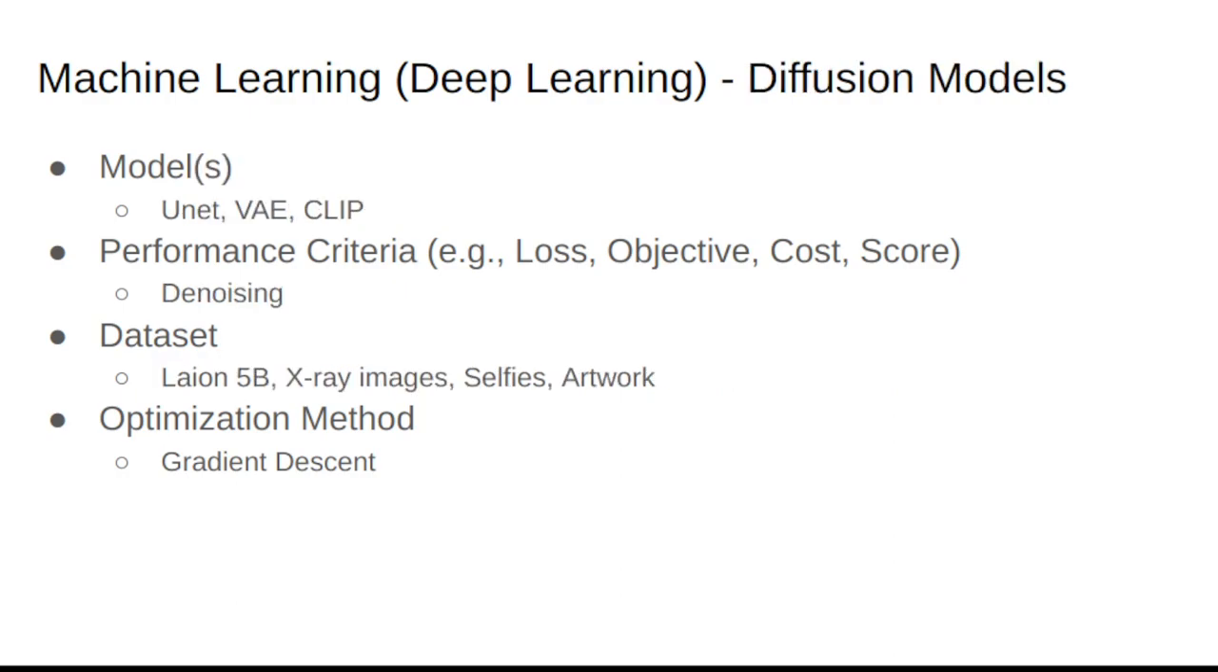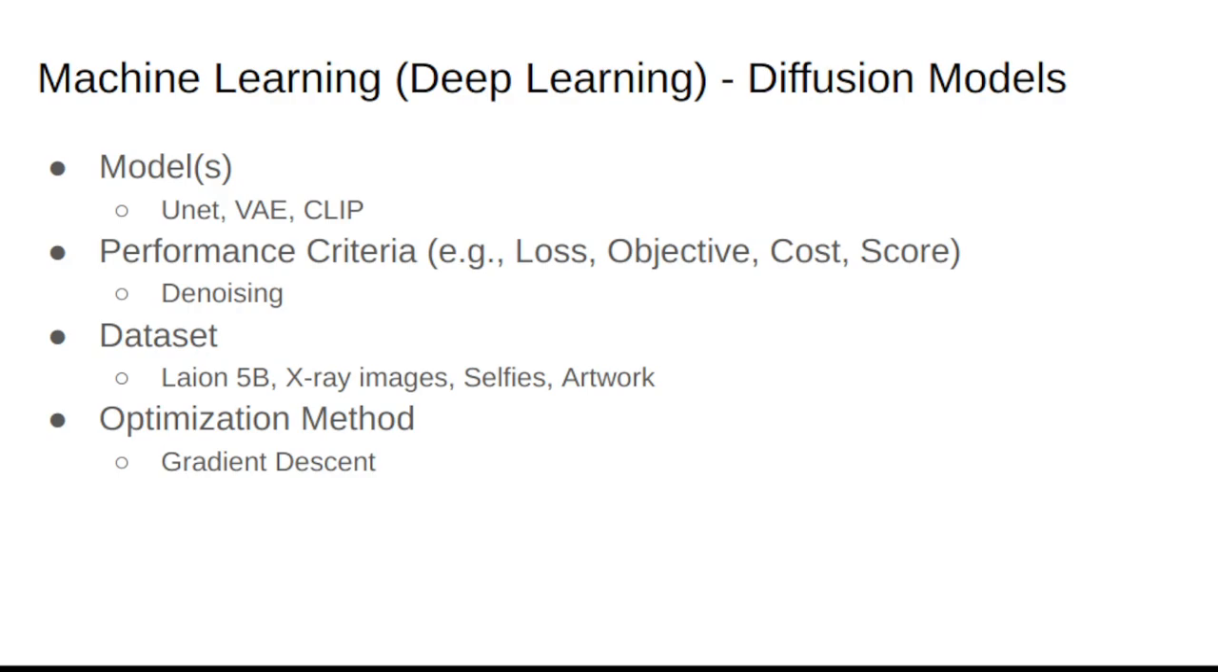The next model is called a diffusion model. Calling it a single model is a little bit of a misnomer. It's actually multiple models. So you can have a UNet, a VAE, and a CLIP model all stitched together to form a single model, such as DALL-E or Stable Diffusion.